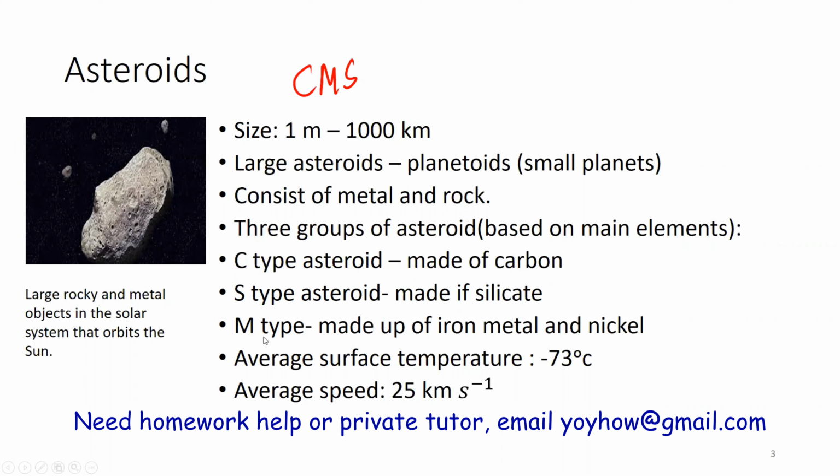So M refers to matter. Okay, so matter, what kind of matter do we have? We have iron, and we have nickel. So you can see here, if you compare to the meteorite, you will have the same compounds, isn't it? Iron and also nickel. And for the average surface temperature, it can be quite low actually, up to -73 degrees Celsius. And the speed is 25 kilometers per second.